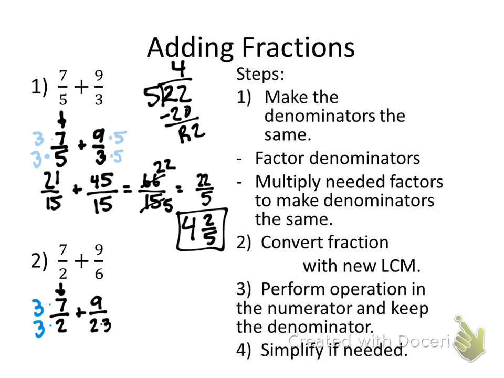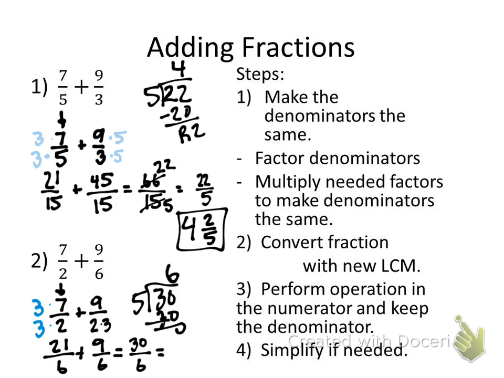So 3 times 7 is 21. Let's change colors again. 3 times 2 is 6, plus 9 over 6. 21 plus 9 is 30 over 6. 30 over 6 is equal to, if we do a side problem, and remember, doing the side problem is really important near the end, 6 goes in 5 times perfectly. 6 times 5 is 30. Subtract, you get 0, so your answer is going to be 5.